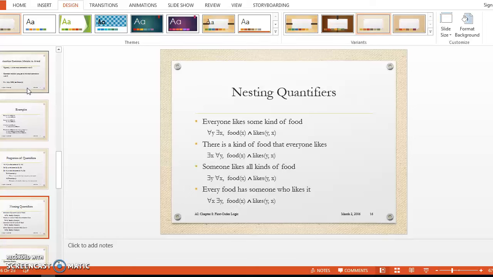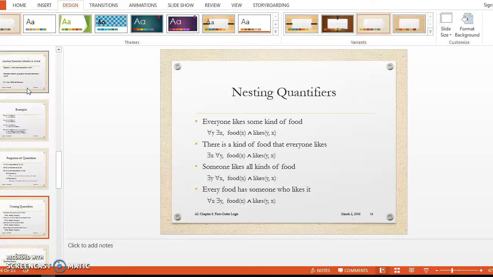So in this nested quantifier also we have given some more examples. The first one, everyone likes some kind of food. To describe that, we have given: for all y there exists x, food(x) and likes(y, x).